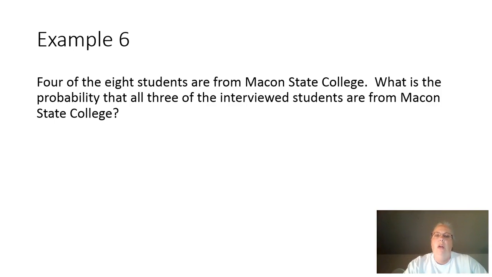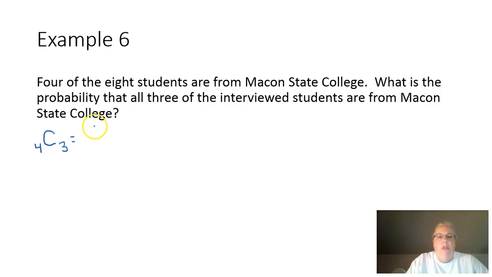Example 6. 4 of the 8 students are from Macon State College. What is the probability that all 3 of the interviewed students are from Macon State College? Alright, so the first thing we want to do is pick those 3 students who are actually going to get an interview, and they need to come from Macon State College. Now, 4 people come from Macon State College, but we only need 3 of them. And so we're going to start this off by doing a combination of 4 people chosen 3 at a time.